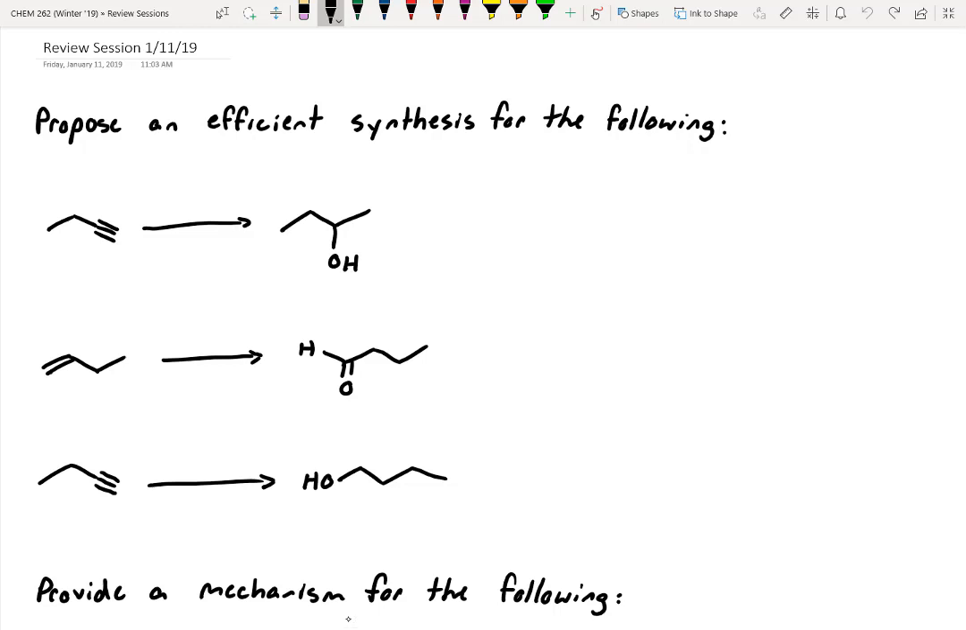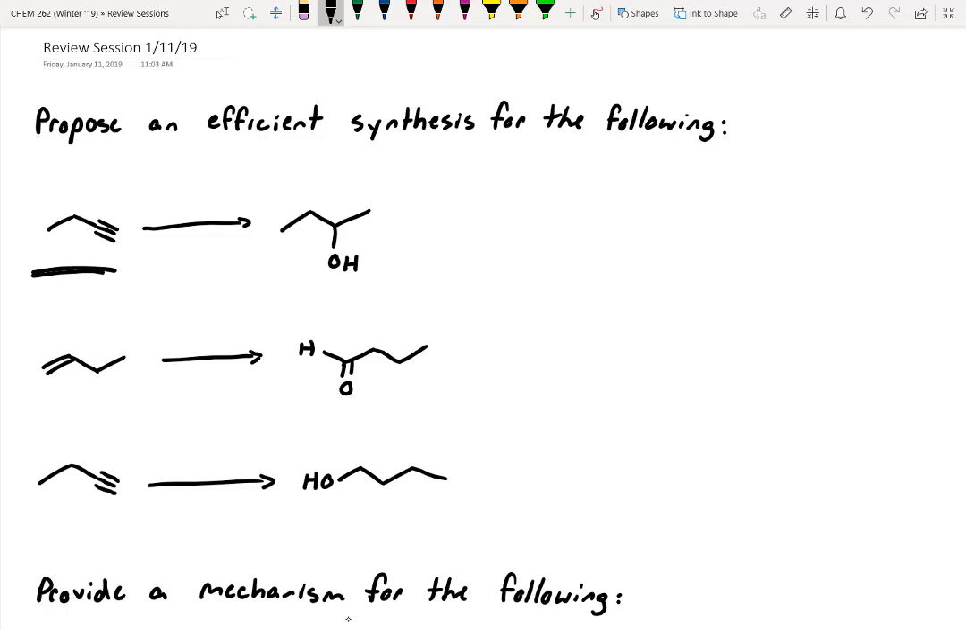All right, so these three problems were pulled from the textbook. I can't remember which numbers they were, but it's asking you to provide an efficient synthesis for the following transformations. So before we start, what's the name of this starting alkyne on the left? It'd be butyne, and then we need to number where the double bond, or in this case triple bond, originates. So what would it be?